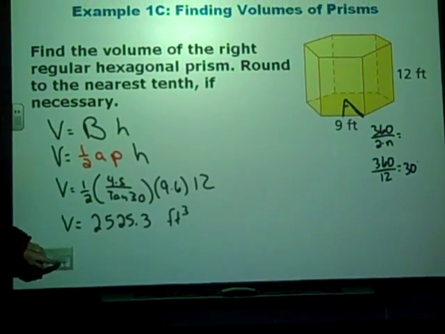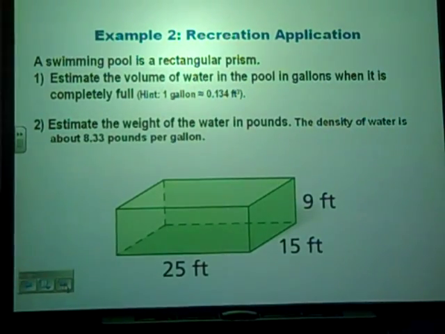Just follow these steps. Now, what if we have to take it a step further? I know when I was a kid, we had a pool with a liner, and it was interesting. You needed the weight of the water to hold the shape of the pool. So let's look at this swimming pool down here, 25 by 15 by 9, and let's estimate the volume of water in the pool in gallons when it's completely full. And when we're done with that, we'll see what the weight of that water is.